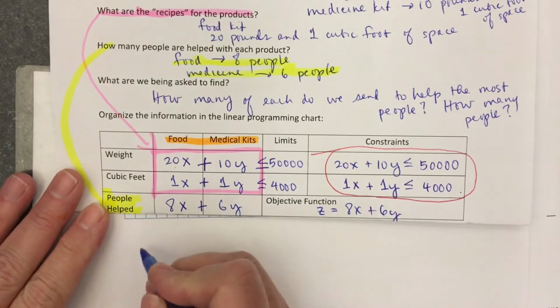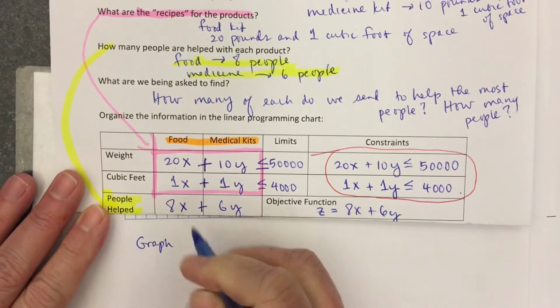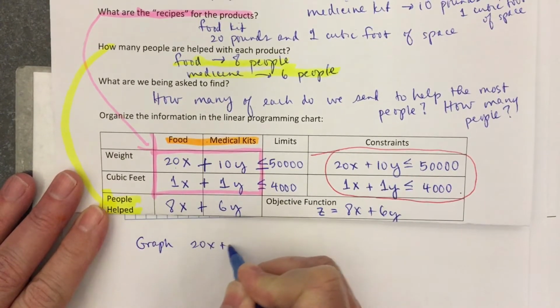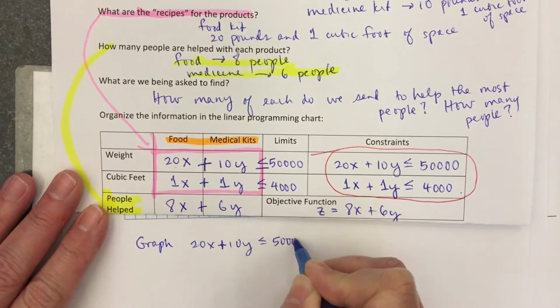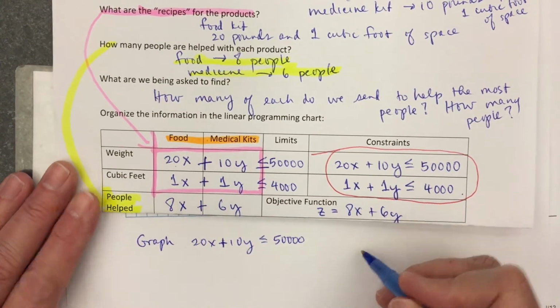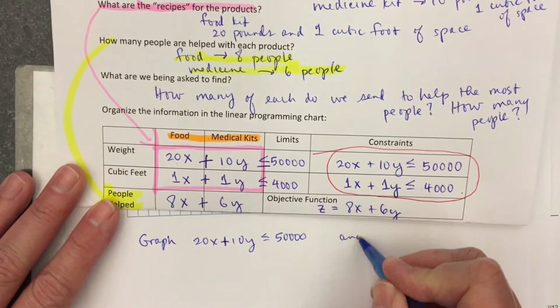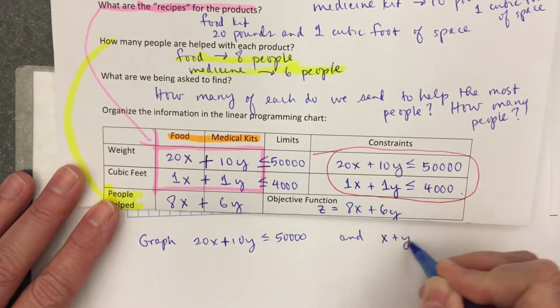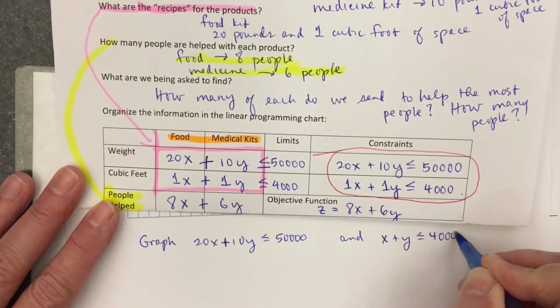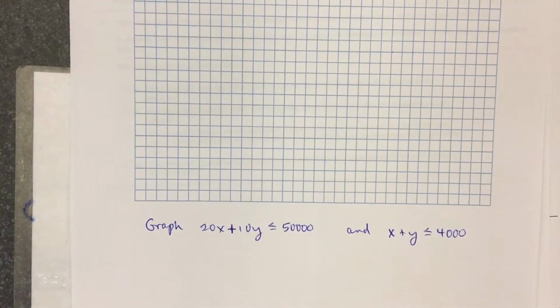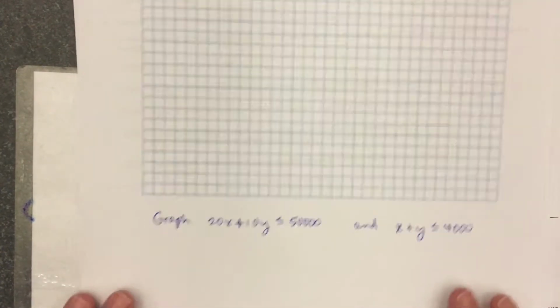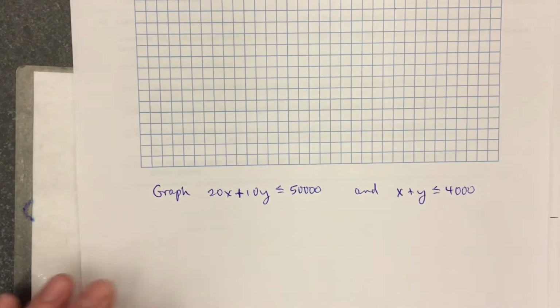I will graph the constraints. Graph 20x plus 10y is less than or equal to 50,000. And we're going to graph x plus y is less than or equal to 4,000. Before I start marking off my graph paper, I want to find the intercepts, so I kind of know how to mark it off.